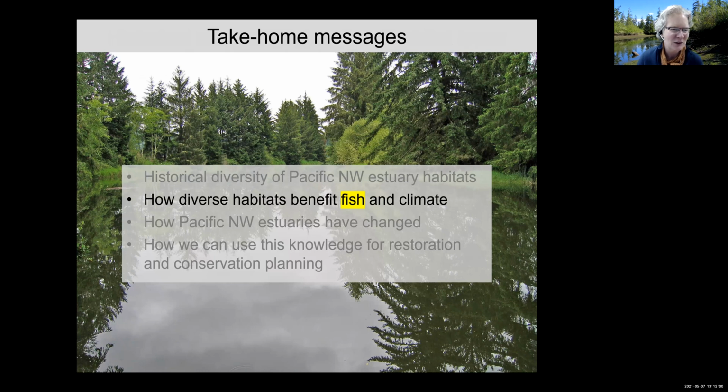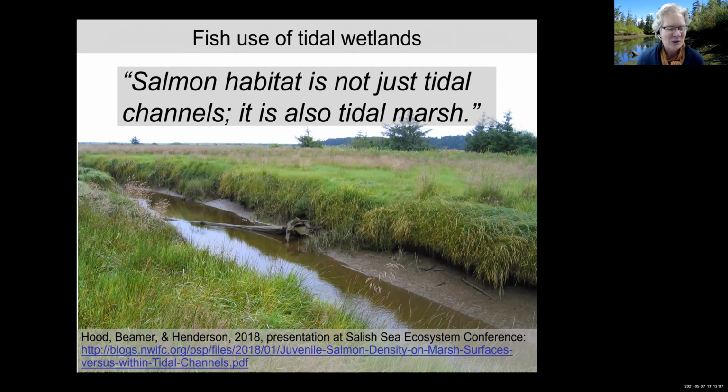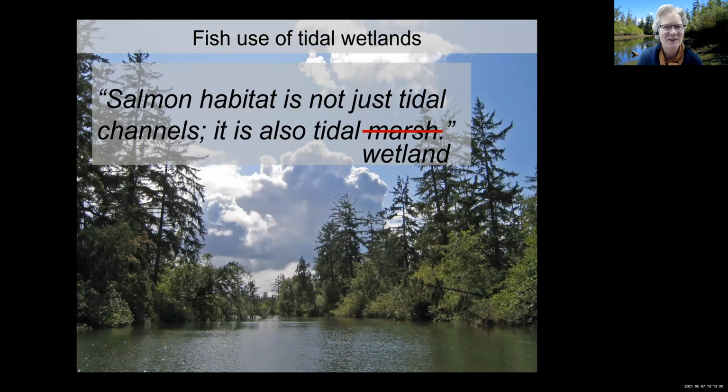And the diversity of these habitats really benefits fish and people and climate in some ways that I'd like to explain. So Greg Hood and his colleagues in 2018 made a statement that I thought was really effective and true. Salmon habitat isn't just tidal channels, it's also tidal marsh. And I've modified that slightly here based on our findings that the majority of our tidal wetlands, and this is the environment under which salmon evolved, the majority were actually forested tidal wetlands. So what we say now is salmon habitat is not just tidal channels, it's also tidal wetland in general.